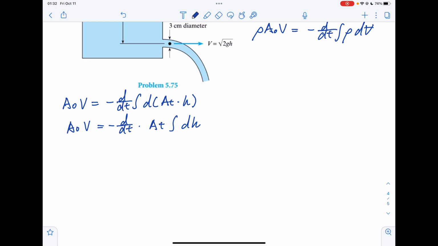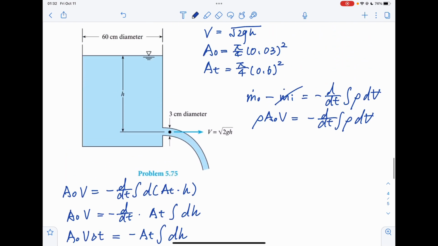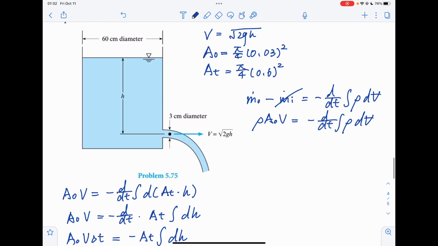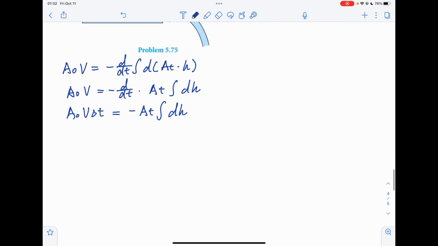And now we're going to change the d over dt to delta t and move it to the right hand side. We will get A_out times v times delta t, which equals negative A_tank times the integral of dh. Okay, now we're going to plug in the expressions of velocity and areas into the continuity equation.